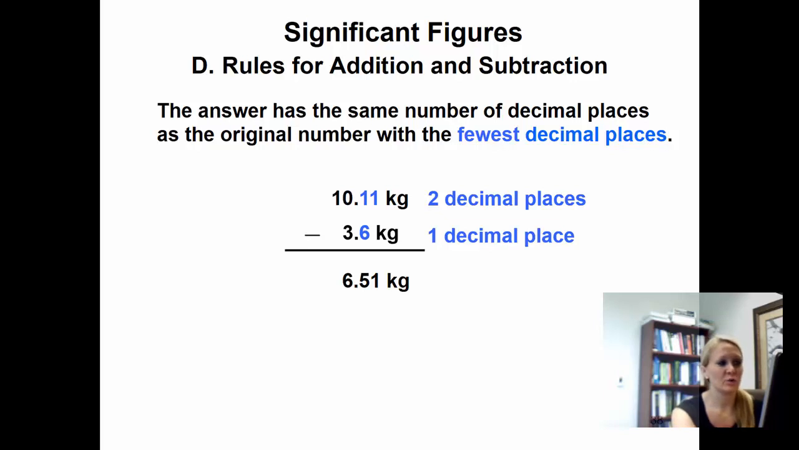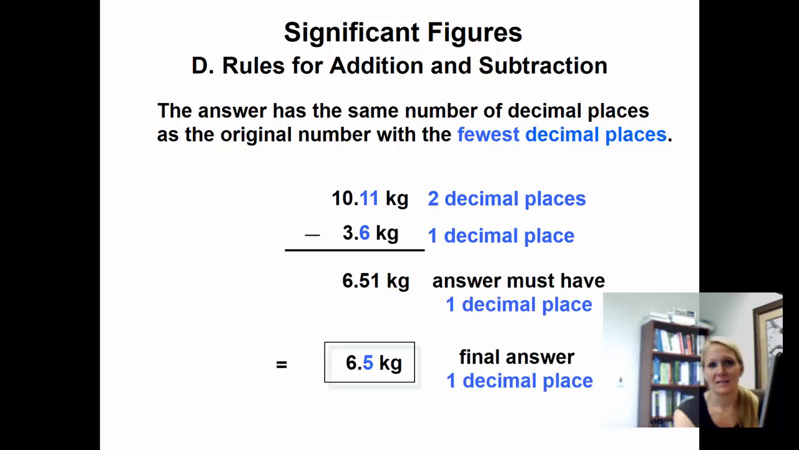So instead of reporting it as 6.51, you would report your answer as 6.5. Kilograms is our unit here. So you look at the decimal place, not the number of significant digits. Sometimes those will match up, so your fewest sig figs would also be the correct way to report your answer, but that's not the rule and the tool that you need to use. You want to look at the decimal place, how far it goes out, and then the fewest decimal places is going to be how you report your answer.